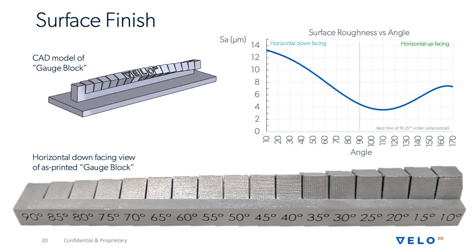But as you sweep down an angle and you get down towards our minimum printable angle, the roughness increases. And so depending on what your roughness requirements are, if they fall somewhere in between the min and max, you may want to work on orienting your part slightly differently to optimize for the angle of your most critical surfaces on your part.